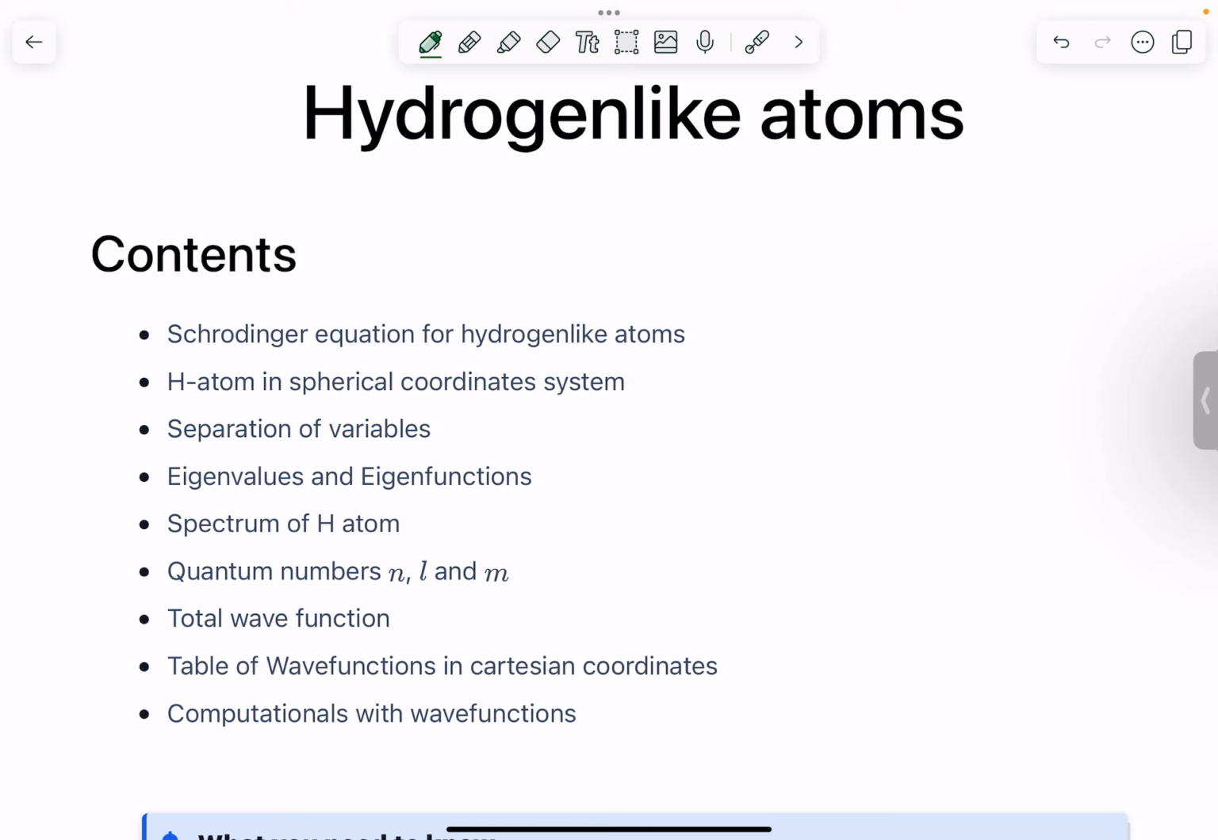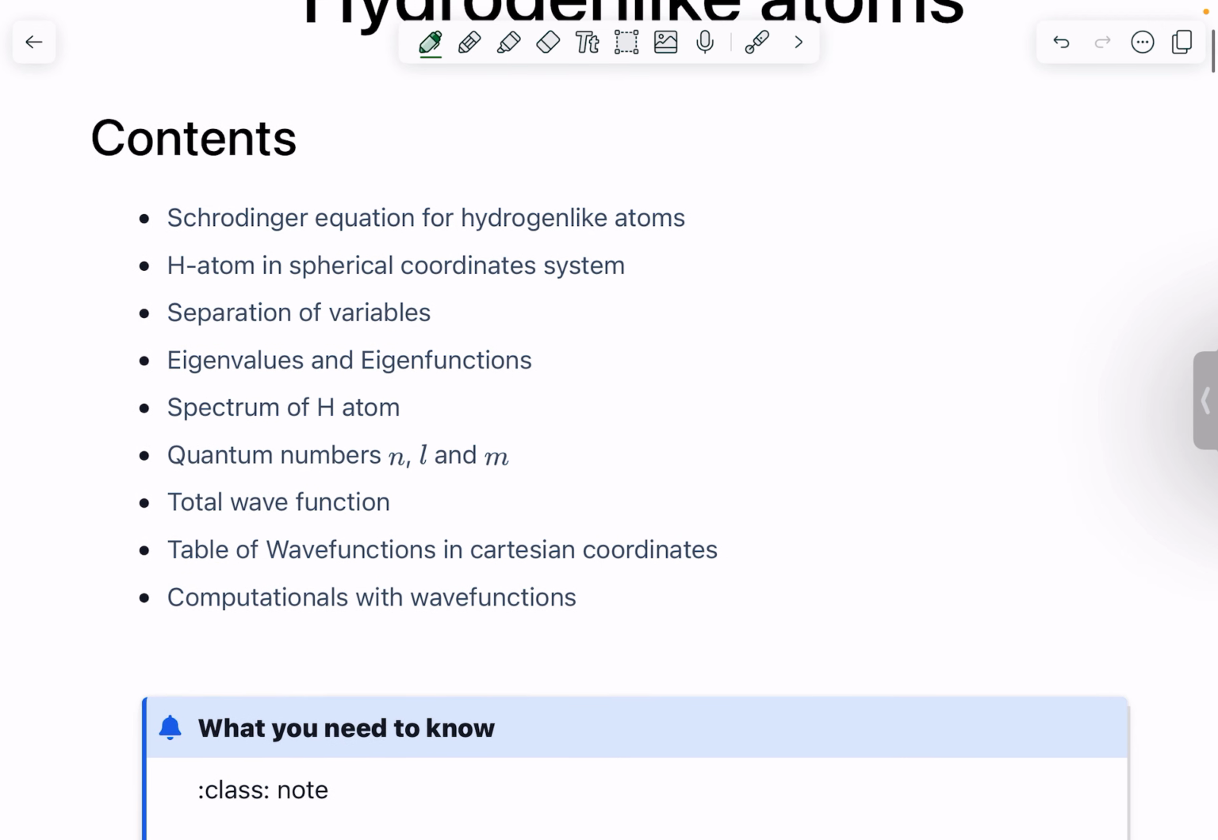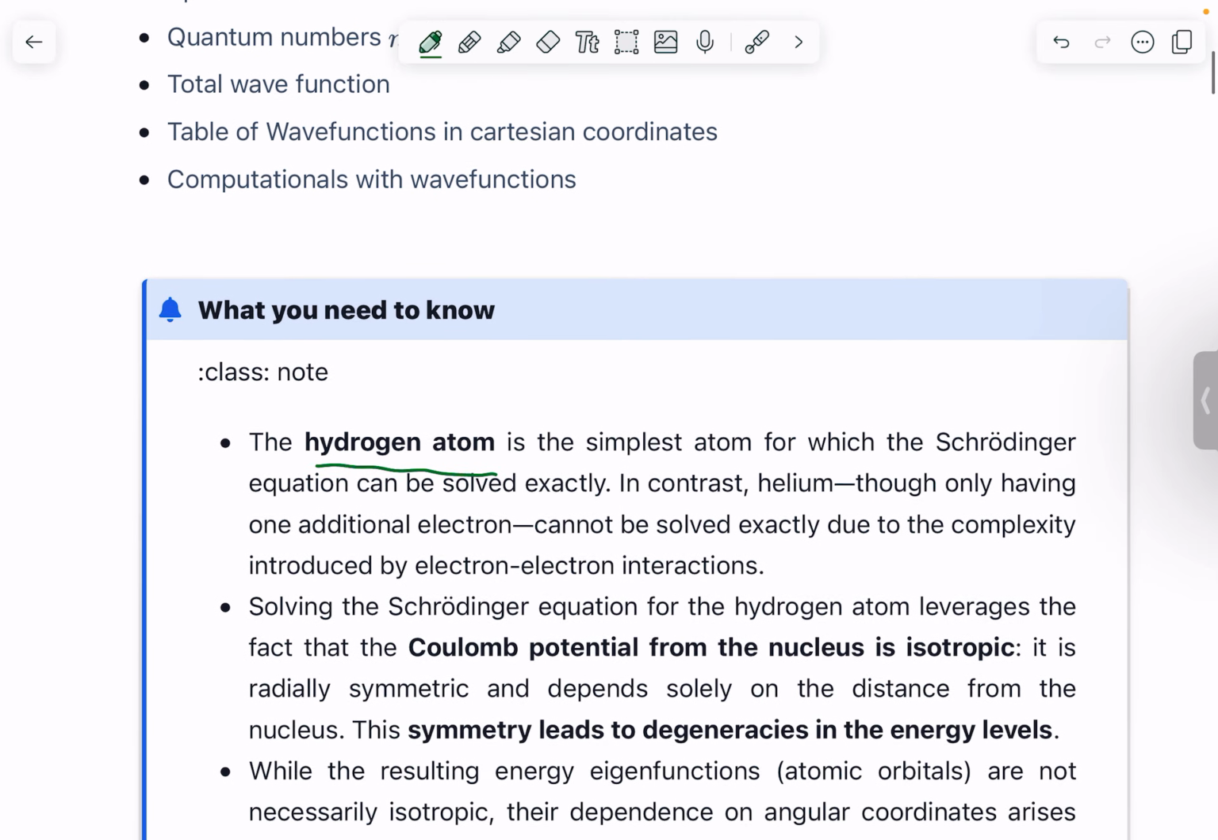All right, so we're going to talk about the solution of the hydrogen atom problem, the predictions that come out when you solve the Schrödinger equation: the quantum numbers that you get, eigenfunctions, eigenvalues, and those sorts of things. So we're going to see what kind of predictions quantum mechanics makes.